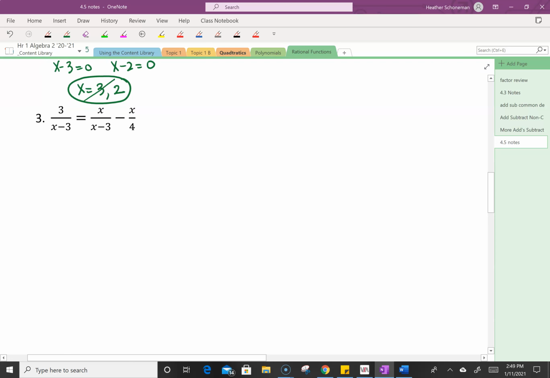Okay, let's look at number 3. On number 3, this time I have two things in the denominator, so I need to come up with the least common multiple of x minus 3 and 4, which would be 4 times x minus 3. So I'm going to multiply each thing times 4 times x minus 3. Now here, watch what happens. In the first fraction, they have an x minus 3 on the top and the bottom, so all I'm left with is multiplying 4 times 3, which is 12.